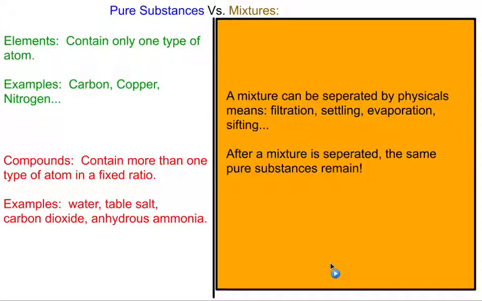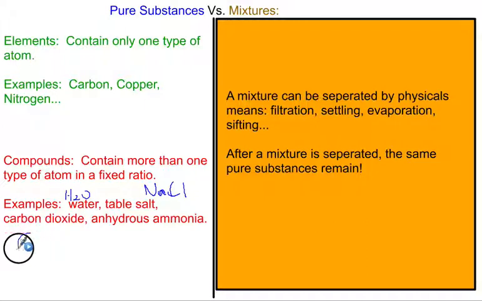Compounds are probably the more common pure substances to come across because most elements you don't find in their uncombined state in nature. So compounds are ones that contain more than one type of atom, and it has to be in a fixed ratio. What I mean by fixed ratio is when you look at, for example, water as a compound, water is H2O, and you always find in water 2 hydrogens for every oxygen. That's the fixed ratio. Table salt is NaCl, okay? And so there's always one Na for every Cl. That's the fixed ratio.